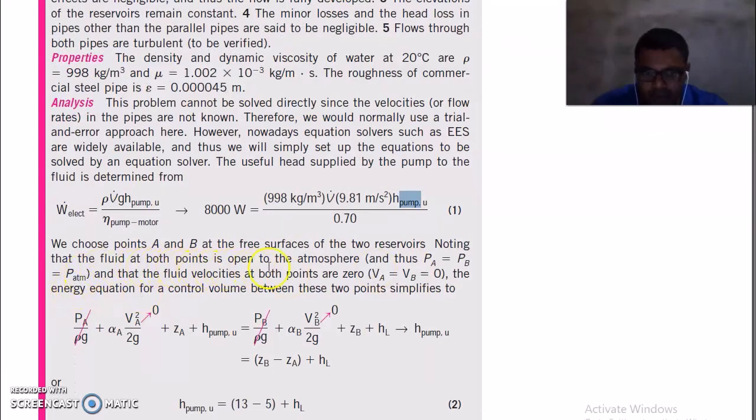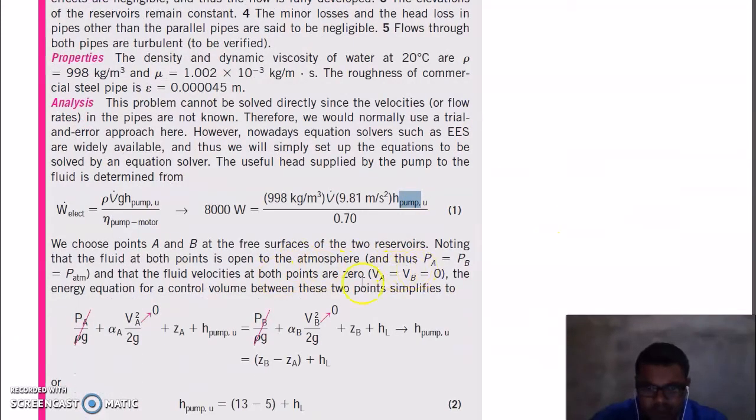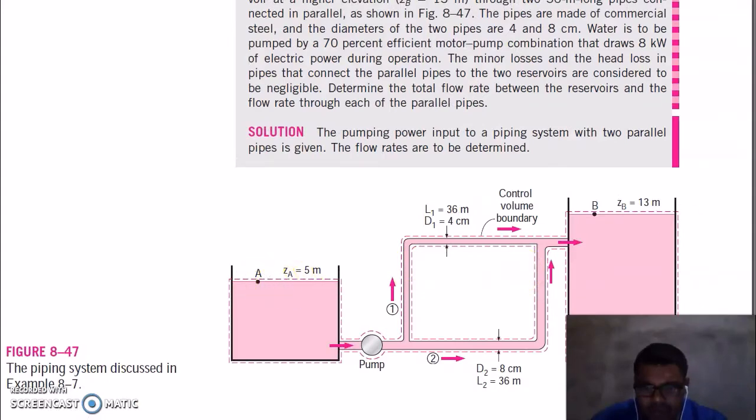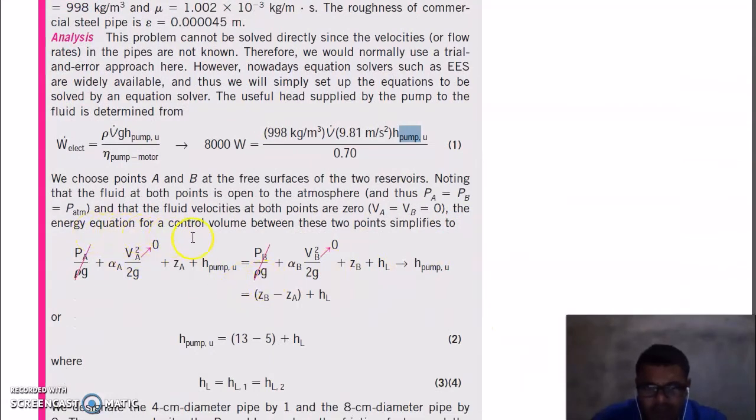Now we choose points A and B at the free surfaces of the two reservoirs. So this is point A, this is point B at the surface of the reservoir. Noting that the fluid at both points is open to atmosphere, PA equals PB equals P atmosphere, and the fluid velocity at both points is zero, VA equals VB equals zero. Because the reservoir is still, we assume the velocity at A and B is 0. Now the energy equation for the control volume between the two points simplifies to this energy equation here.